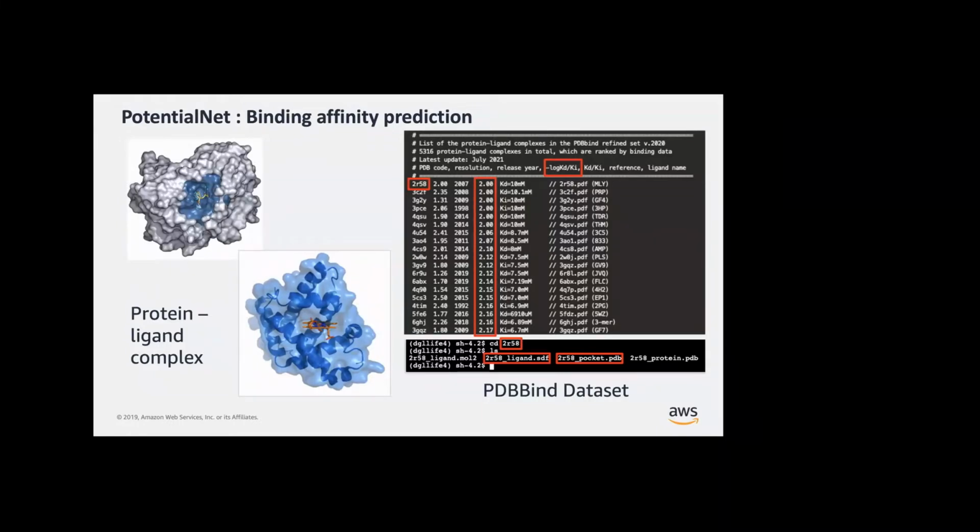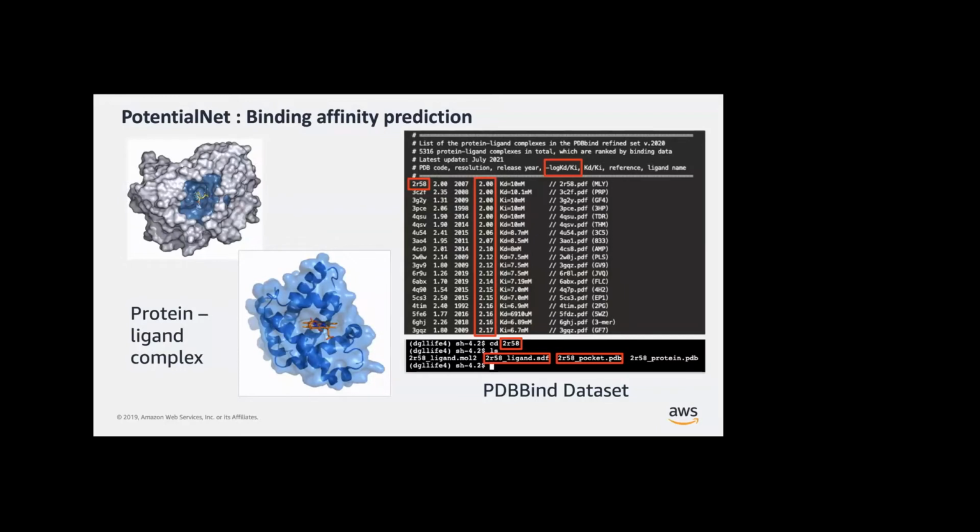So what is PDBBind? The PDBBind dataset is a collection of experimentally measured binding affinity data for biomolecular complexes deposited in the Protein Data Bank. It provides an essential linkage between energetic and structural information of those protein-ligand complexes.